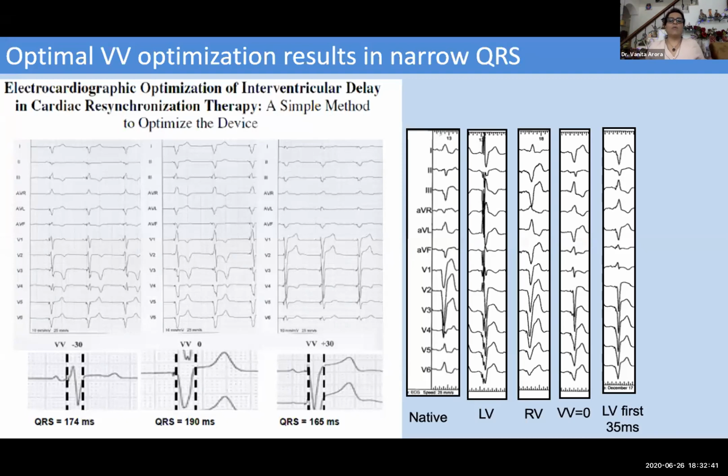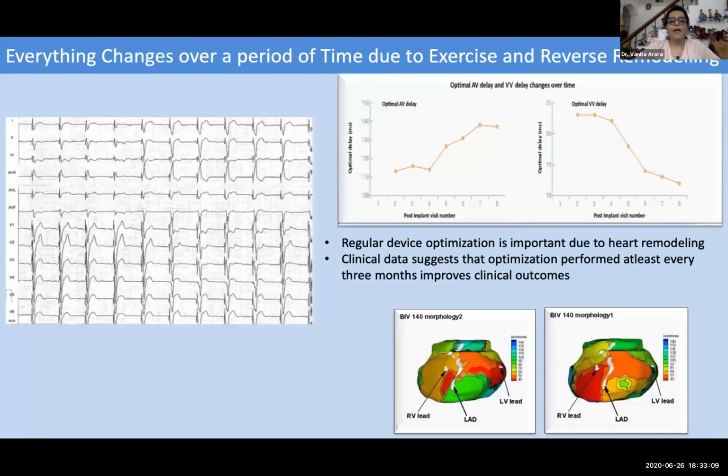What is standardly practiced by us is that we play with the sync AV first. We try to give the best result doing the sync AV. And in case we are not able to, or there is some lacuna still remaining, then we adjust the VV delay to either make it simultaneous or LV first. And then we try to get the results of a narrower QRS and a good ECG representation in lead 1 and V1.